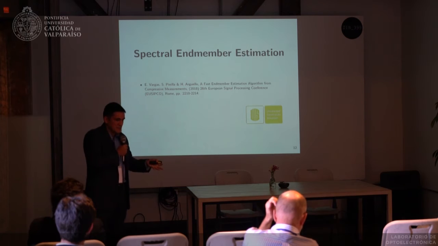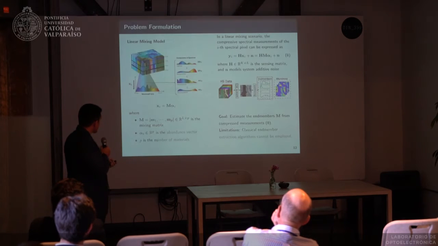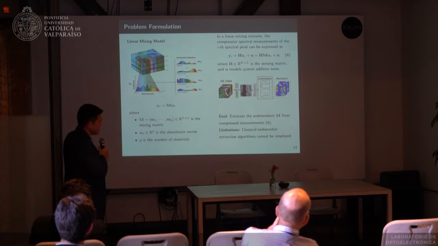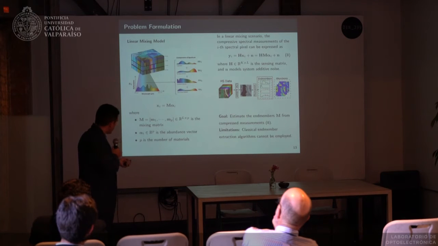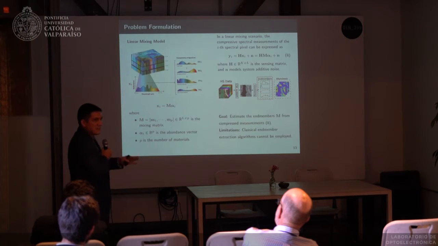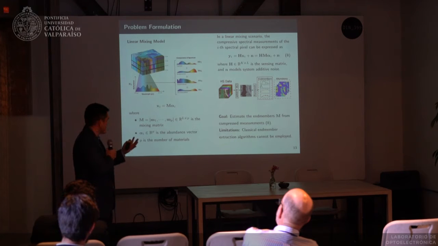Okay, now this is another project, the endmember estimation in the compressive domain. Now, there is a model that can be used in spectral imaging that says that you can model every pixel of your signal as the linear combination of some coefficients, and the name of the columns of this matrix is endmembers. That is the derivative, and this is just the abundances, or the percentage of each material.